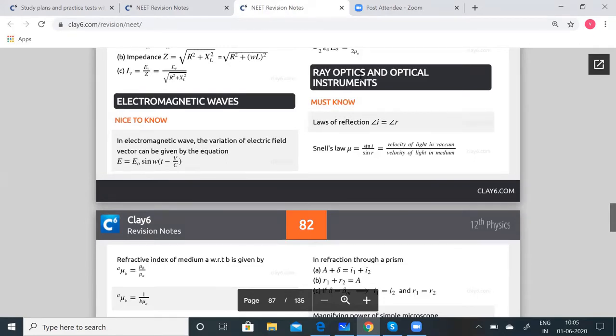So we are going to quickly look into this lesson: the important formulae and concepts you have to know. So the first law is angle I is equal to angle R, where I is the angle of incidence and R is the angle of reflection. Snell's law: mu is equal to sin I by sin R, which is equal to velocity of light in vacuum by velocity of light in medium.